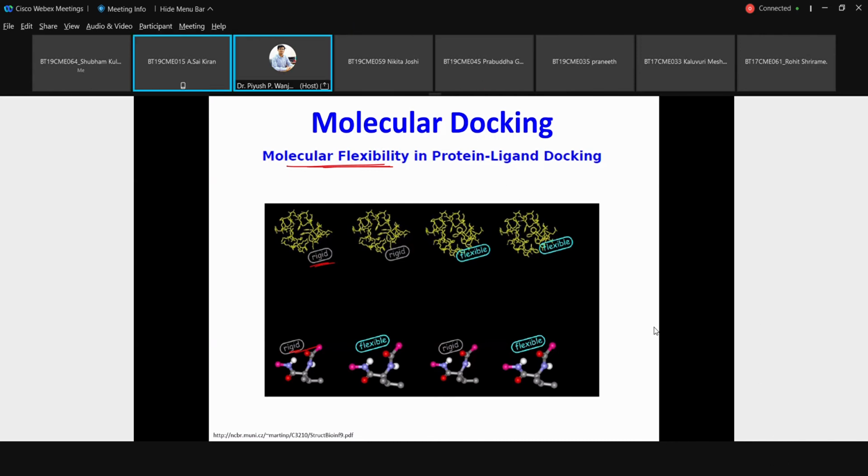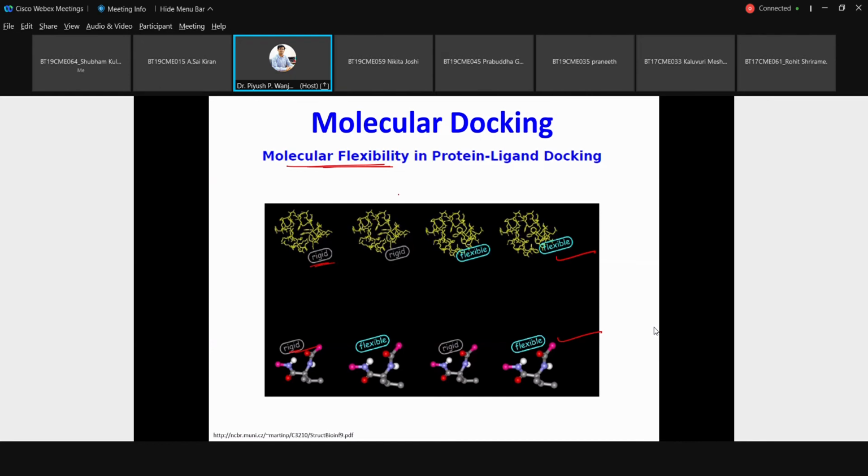Both should be flexible, sir. Both should be flexible. Okay. It's saying both protein and ligand should be flexible. So this option. Why? Because when they are going to interact, there may be some conformational changes, no, sir. Oh, that's what we have talked about. As per the induced fit theory, there can be conformational changes.